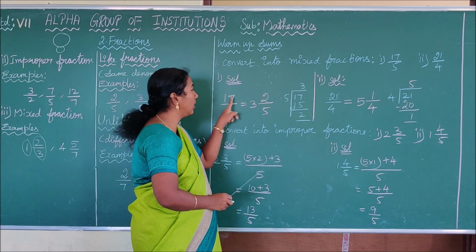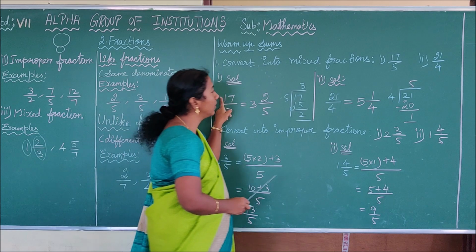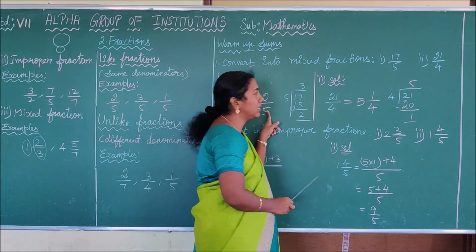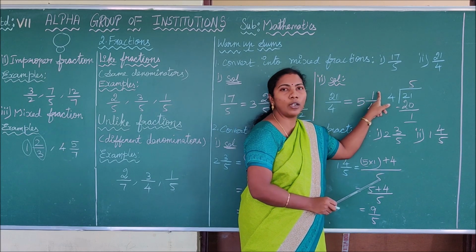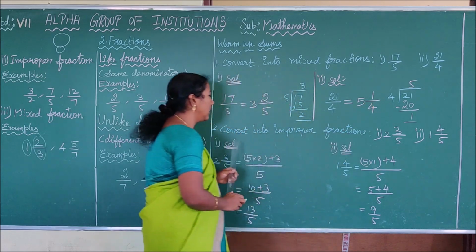15 plus 2 is 17. Thus we get the numerator. That's all the conversion of improper to mixed. Similarly here also, 21 by 4 is converted into 5 1 by 4. It's clear, children. See the next one.